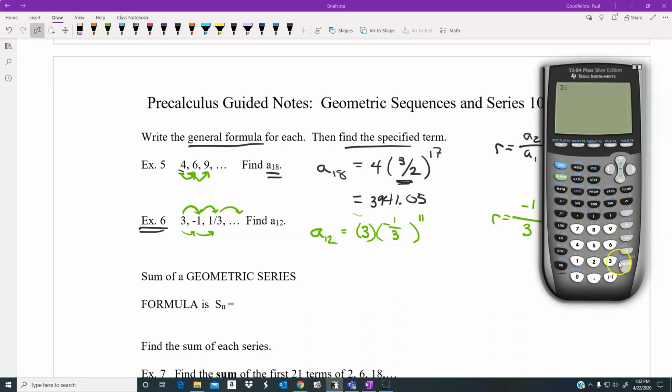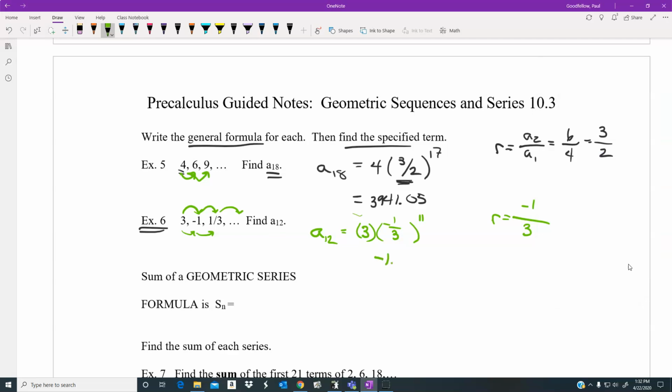So 3, -1/3. Again, make sure you're using your negative key correctly and not using the subtraction key, and raise that to the 11th power. And you would end up getting a really super tiny number, which is -1.6 or -1.7 times 10 to the -5. Okay, small number, and that's what we expect, is it's getting super, super small.